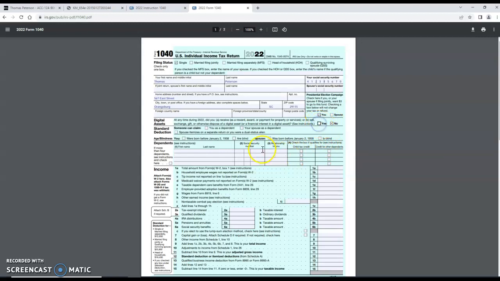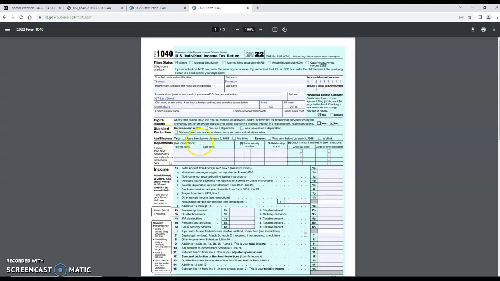All right, standard deduction. If anybody else can claim Thomas as a dependent, or if anybody else can claim Thomas's spouse, which he doesn't have anyways, as a dependent, or if Thomas was married but his spouse itemizes separately from Thomas, okay, or Thomas was a dual status alien, okay. If any of those things apply, you check those boxes.